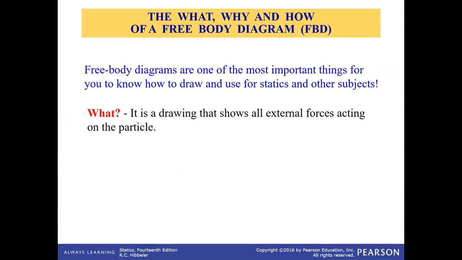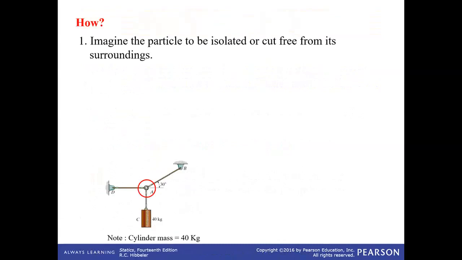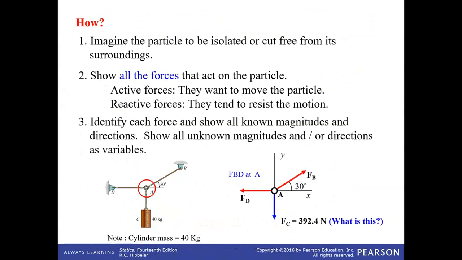What is it? It's a drawing that shows all external forces acting on the particle. These external forces include the weight force, any tension forces in the cable, spring force if a spring is available in the system, normal force if the particle is being supported, or any externally applied force acting on the particle. And once we indicate all the forces on the free body diagram, the next step is to apply equations of equilibrium to solve for unknowns. And how do we do that? There are certain steps that we need to follow.